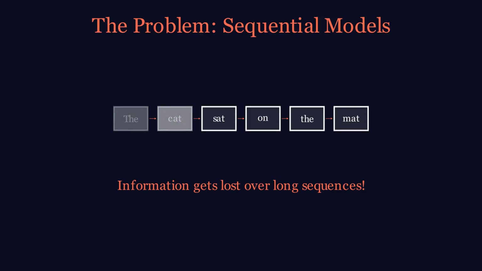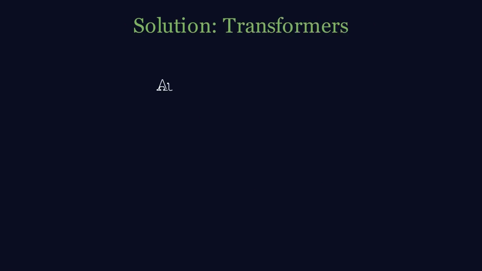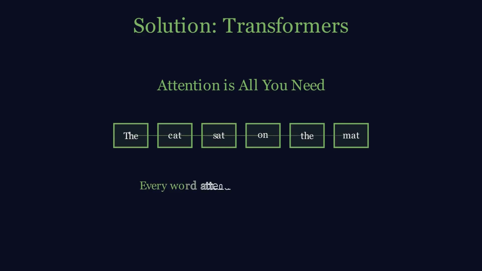Information gets lost over long sequences. The first words become faint as the model processes more text. Solution: transformers. Transformers solve this with "Attention Is All You Need."